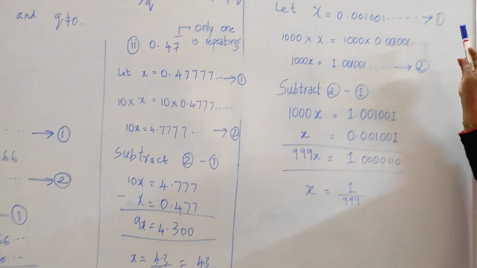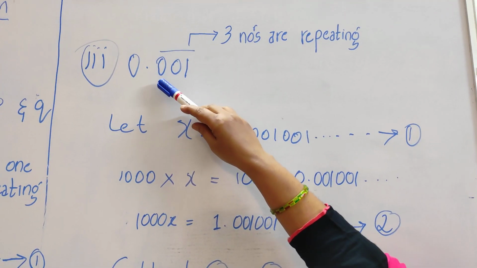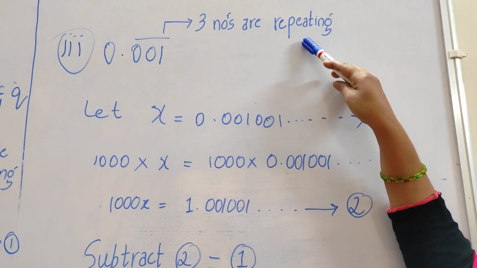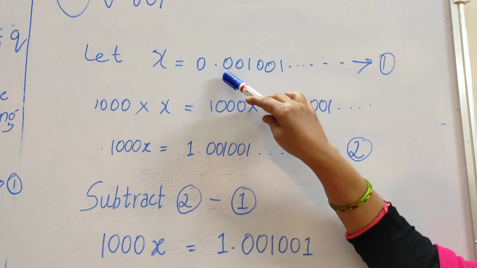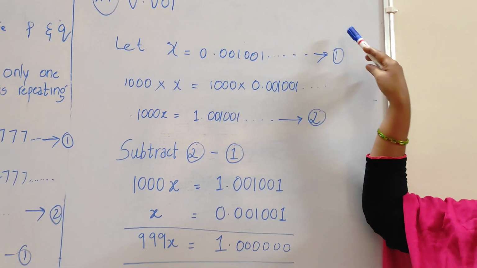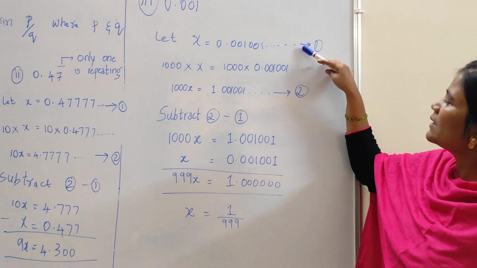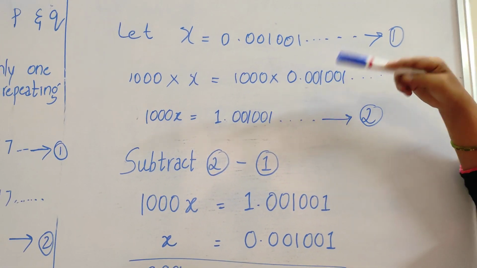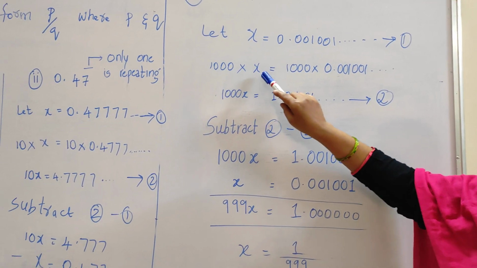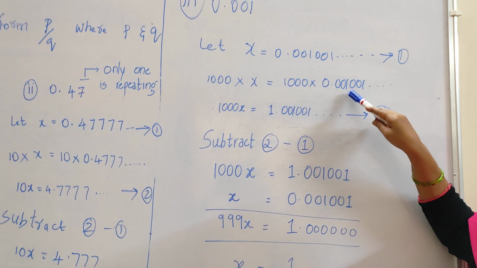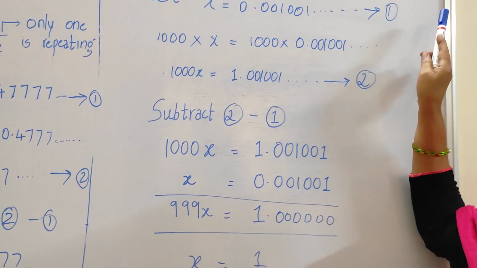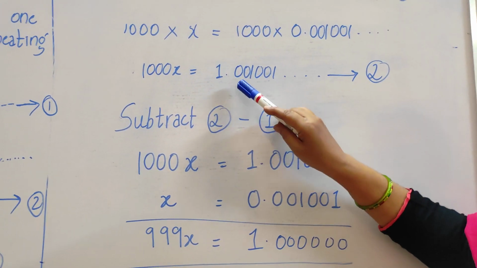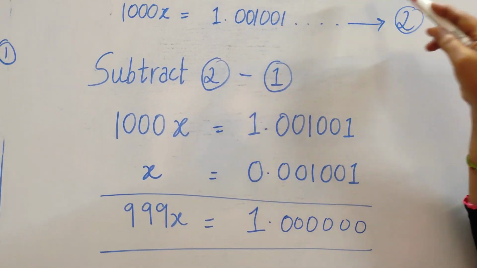So similarly, let us come to question number 3. 0.001. The bar is over all 3 numbers. That is, 3 numbers are repeating. So x will become x is equal to 0.001, 001, 001. You can just write 2 times and put the dot, and call it equation 1. Since 3 numbers are repeating, we have to multiply by 1000. 1000 into x is equal to 1000 into 0.001001. Okay. After multiplication, 1000x is equal to, now 3 decimal places we need to skip. So it becomes 1.001001. So this is equation 2.